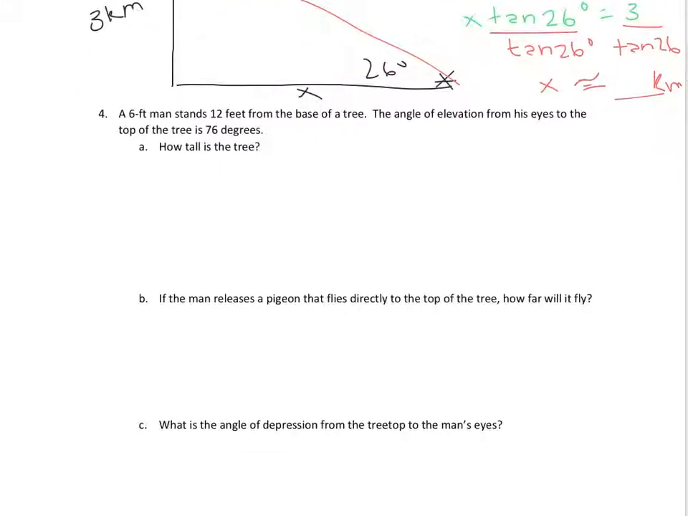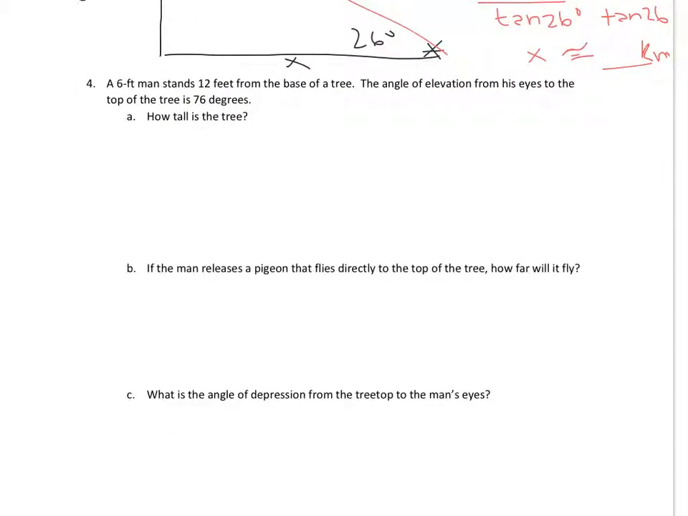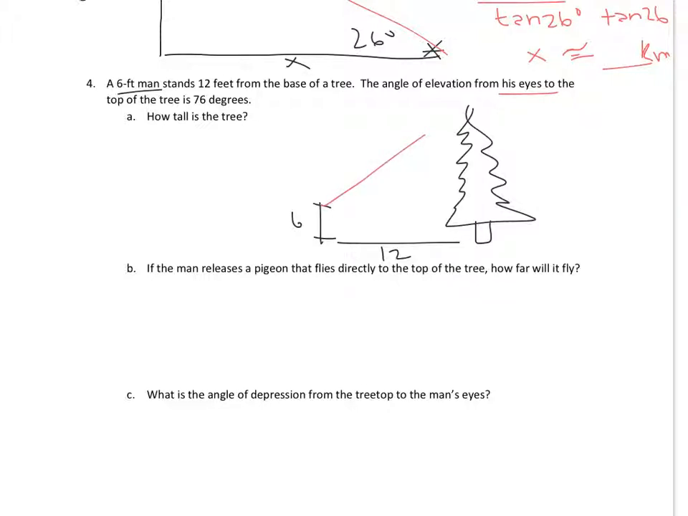And then the last part, a 6-foot man, this guy's 6 feet, stands 12 feet from the base of a tree. The angle of elevation from his eyes to the top of the tree is 76 degrees. How tall is the tree?